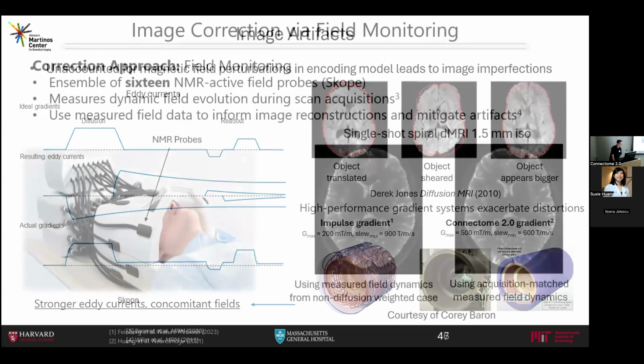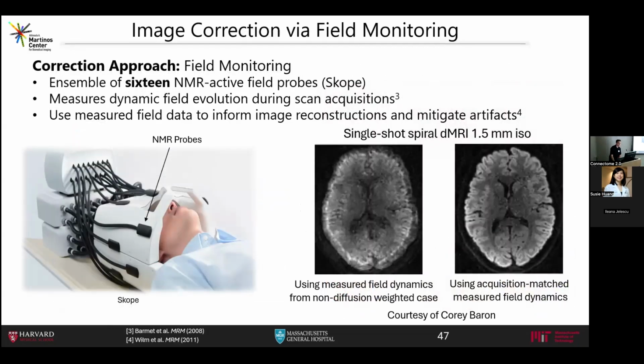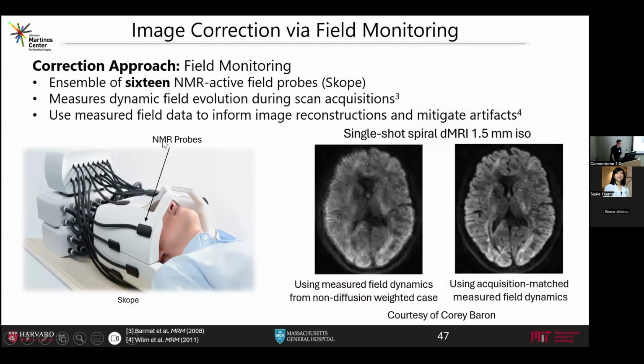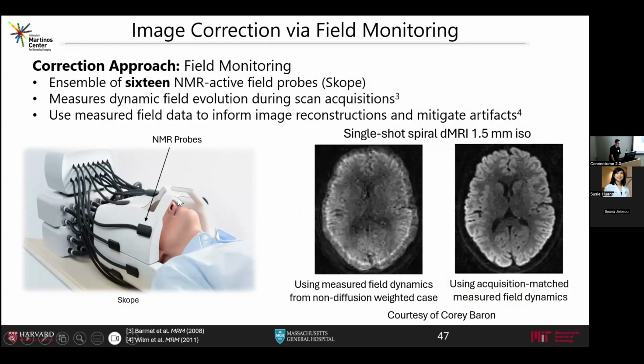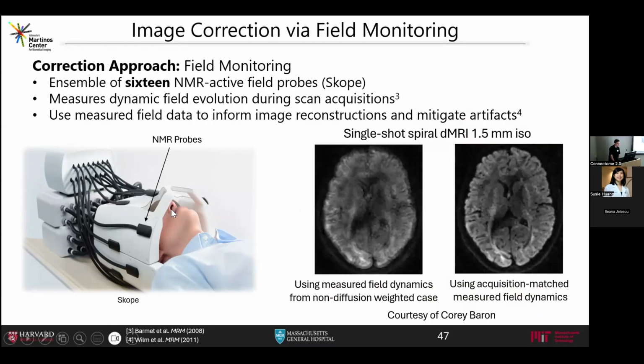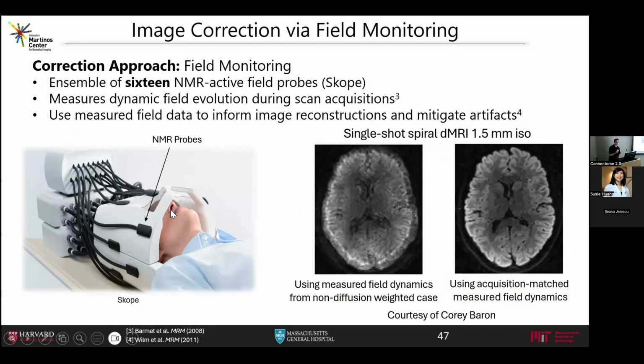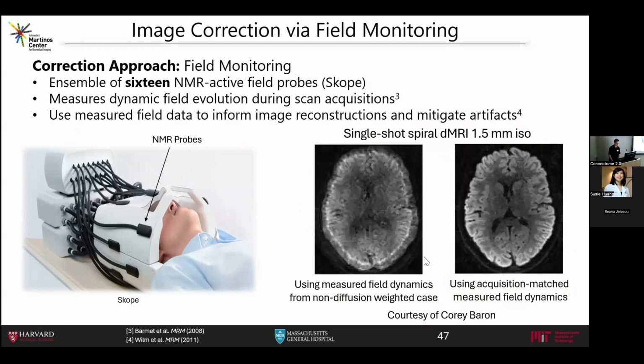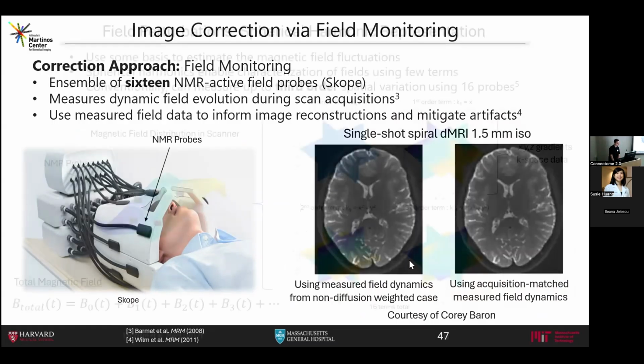So one way to combat these imperfections is to utilize something such as field monitoring. This is an ensemble of 16 NMR active field probes commercially produced by Skope, as shown here, which can measure the dynamic field evolution during our scans. And then we can take this information and inject this into our reconstruction pipelines to mitigate artifacts, as shown here.